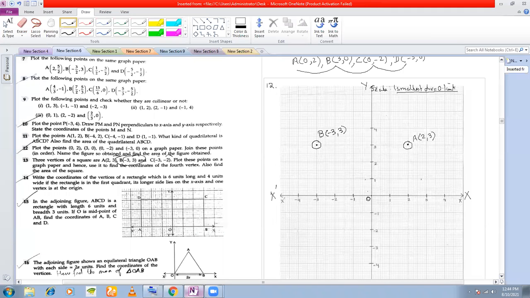Next coordinate given to you is (-3, -2). So minus 3 from the origin, start moving in the negative direction of x till you reach minus 3. And then you have minus 2. So from here again, you start moving towards y in the negative direction. So here you reach minus 2. So C here is (-3, -2).